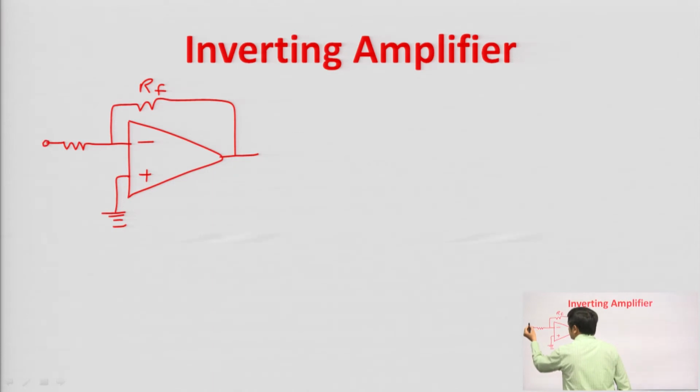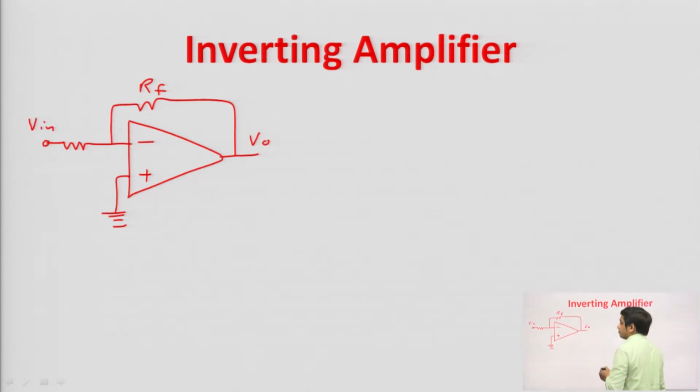Let us say this is the input voltage V in and this is the output voltage V naught and the input resistance is R 1. So, this is the inverting amplifier. You can see that this is the closed loop configuration of op amp. Op amp is in negative feedback, that is required for the amplifier.